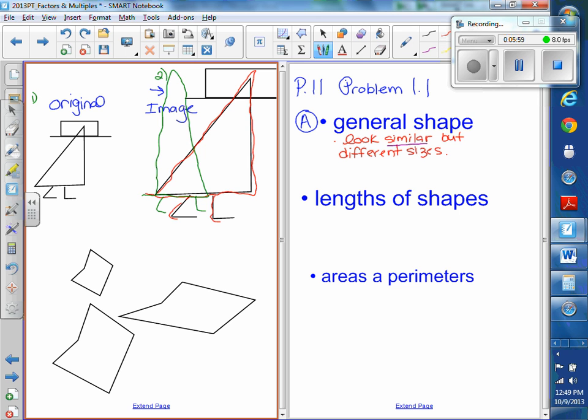Ben. So an image that's not distorted would be an image where all of the angles are the same. Yes, all the angles should be the same.